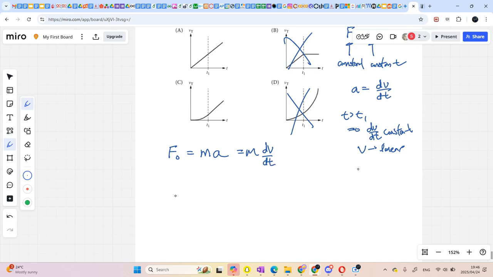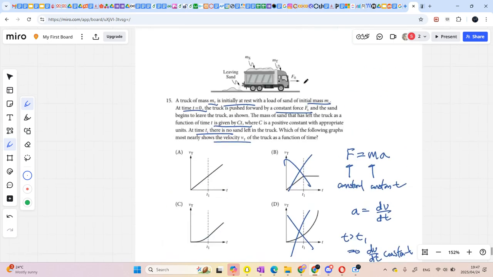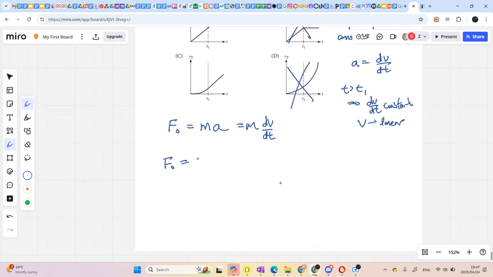So force is constant. Mass is not constant. Mass can be expressed as a functional dependency of time. So we have initially the mass of the truck plus the mass of the sand, and we're going to subtract ct. That's our mass. So what this means is if we want to find a function for velocity in terms of time, we have this differential equation set up here. Now, we're not going to solve it because that's pointless for this type of question.